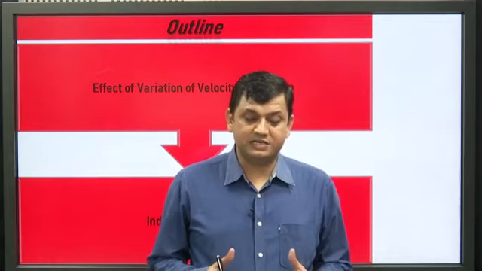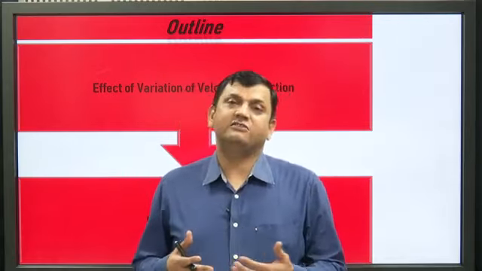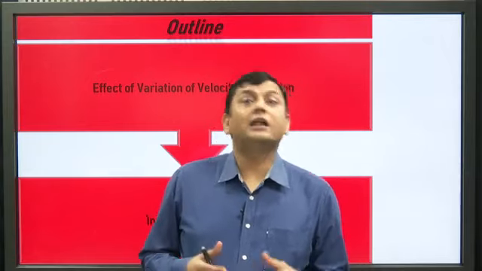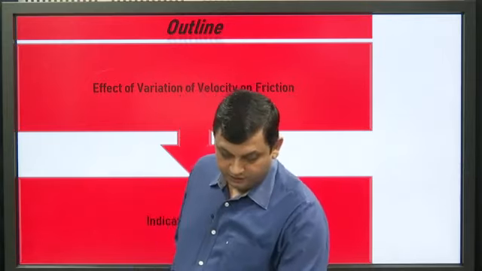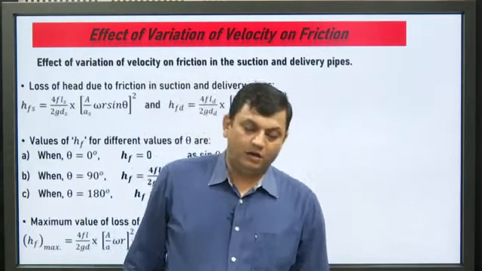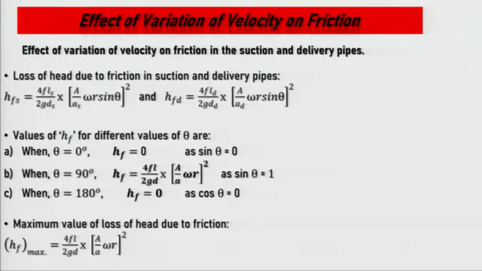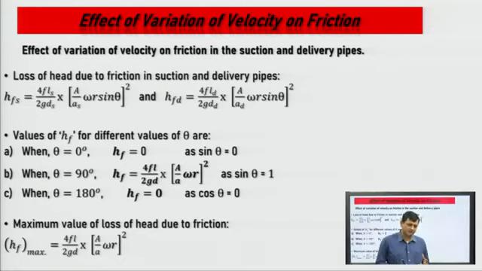So, all the detail we are capturing in the indicator diagram. First we discuss the effect of variation in velocity and of friction. Before this we discussed the pressure head, and we calculated simply the pressure head H_A.